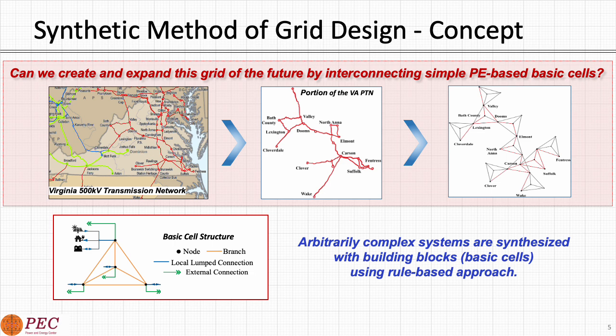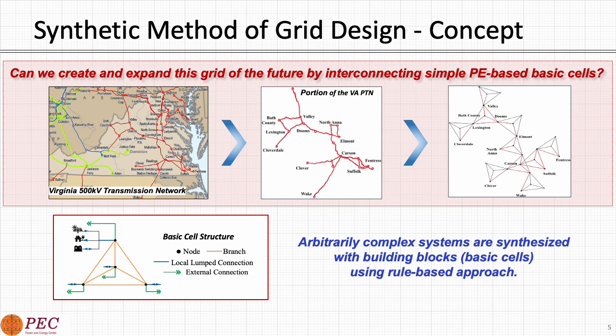And the question that we would like to ask with this research is, can we create and expand this grid of the future by interconnecting simple power electronics-based basic cells? And to convey that, let's take a look at the Virginia 500 kV transmission network on the left side. A portion of that is redrawn. And on the right side, we see that it's reconstructed using a cluster of interconnected basic cells or fundamental units.